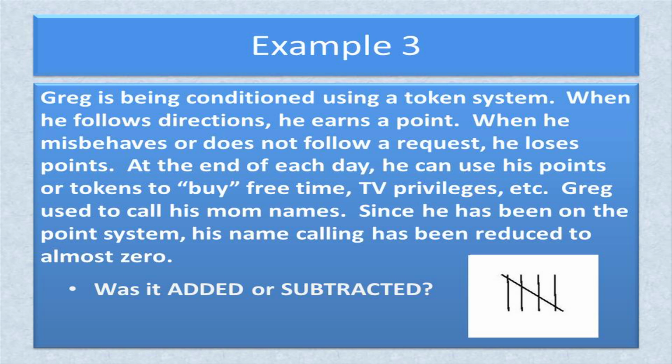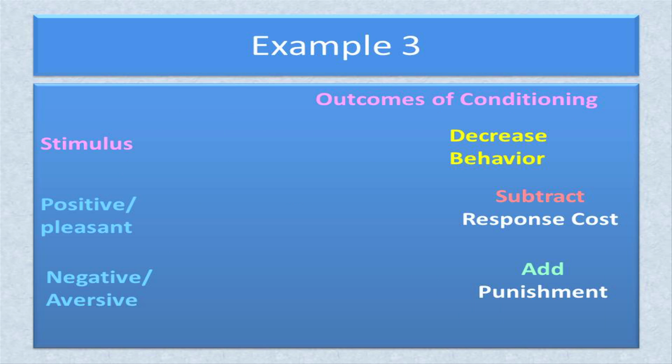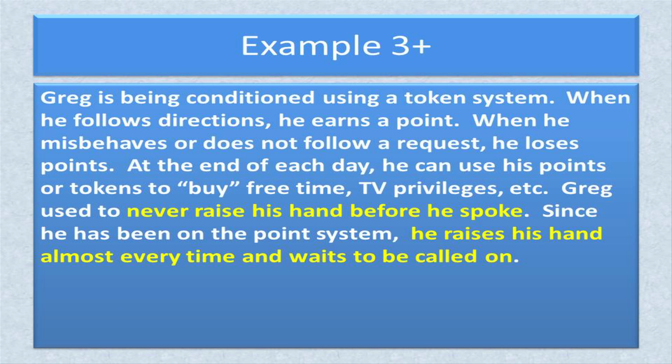Were the points added or subtracted? They were subtracted. Therefore, we know that the technique used was not punishment. In fact, the technique used was response cost. Greg had points deducted for calling his mom names, which resulted in a decrease in that target behavior. Astute learners will notice that Greg both received points for appropriate behavior and had points deducted for inappropriate behavior.